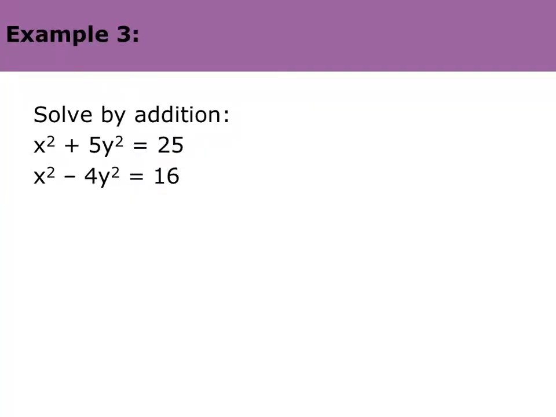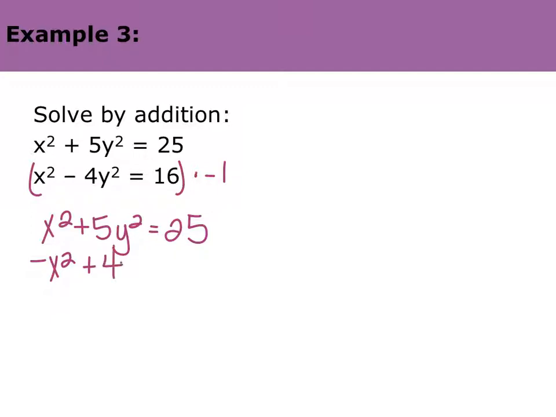The next one we're going to solve by addition, and we can do that because we have both of them as x squared and y squared. If one is just x and y, then we couldn't do that. But this one we can. So I'm going to take the second equation and multiply by negative 1. So we still have our first equation. And the second one is now going to be negative x squared plus 4y squared equals negative 16.